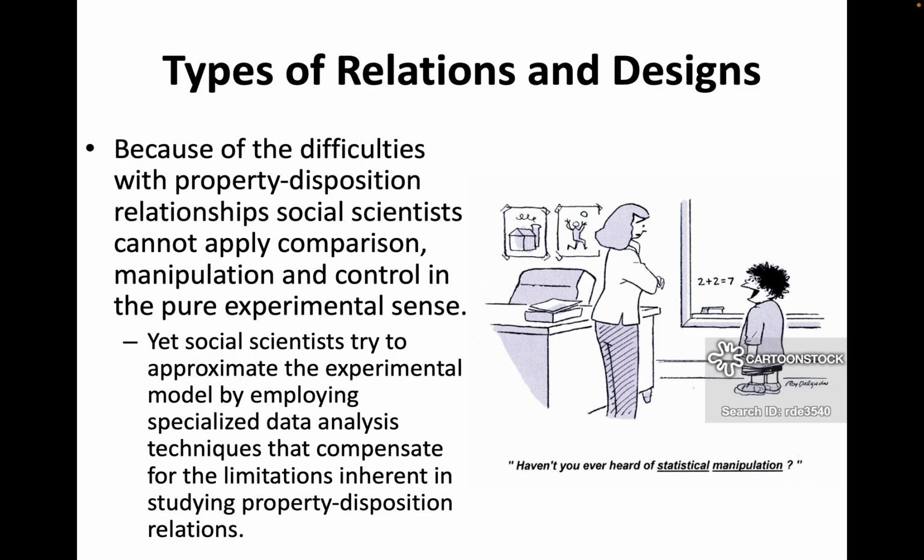So this is one of the reasons why statistics are interesting as far as social scientists are concerned. And this statement is true. Social scientists try to approximate the experimental model by employing specialized data analysis, regression analysis, for example, that compensate for limitations inherent in studying property disposition relationships. How do you quantify depression? But we do. We quantify depression. How in the world do you quantify resilience? How would you quantify loneliness? Well, you can. You can do it because UCLA has a scale that gives you numbers, and that's the way. It's a statistical manipulation as it is.